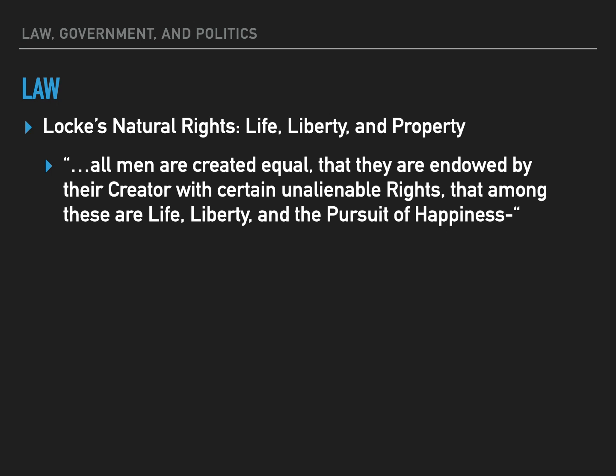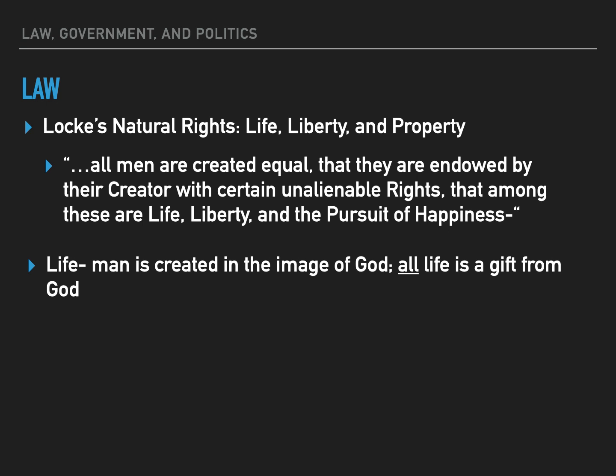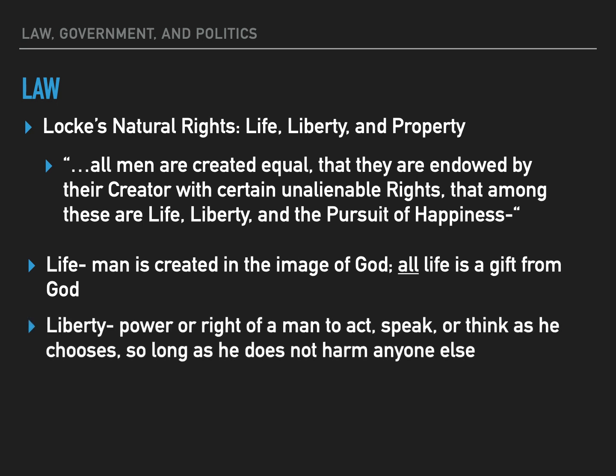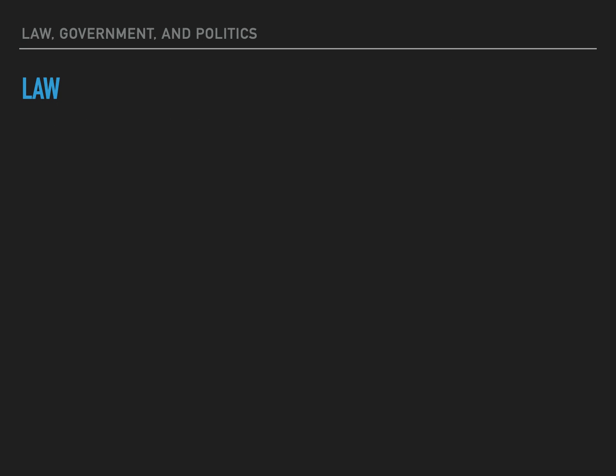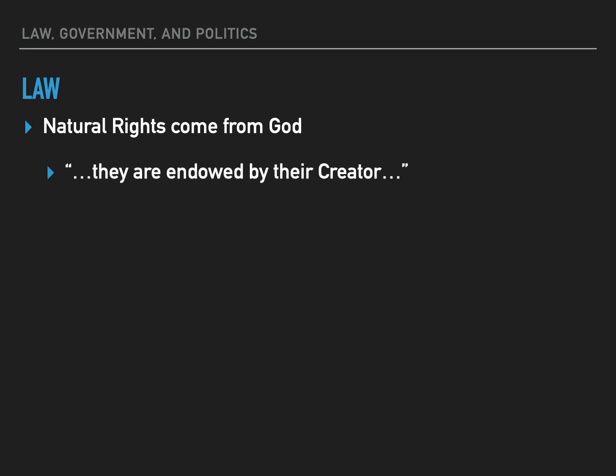Let's define our terms. Life: man is created in the image of God, and all life is a gift from God. Liberty: the power or right to act, speak, or think as one chooses, so long as he does not harm anyone else. Property are the things that belong to someone, even your own labor. So, according to Locke, natural rights come from God, or as Jefferson beautifully put it, they're endowed by their Creator.